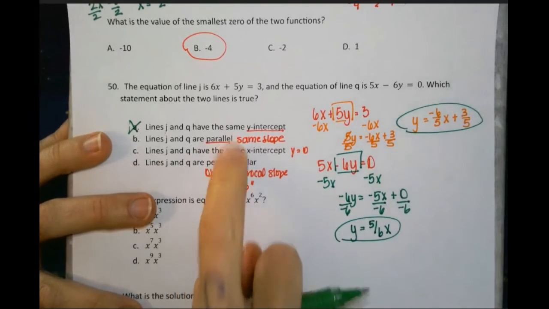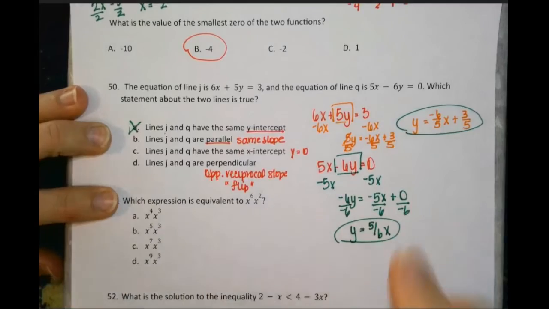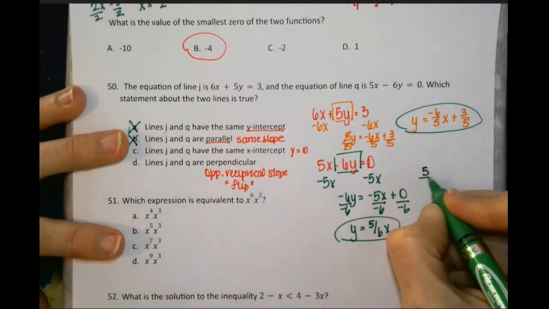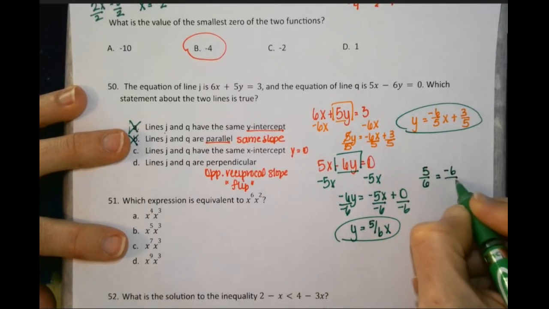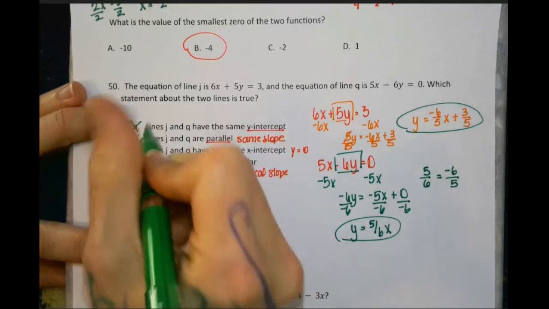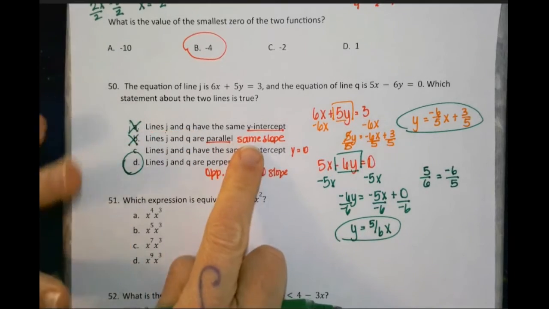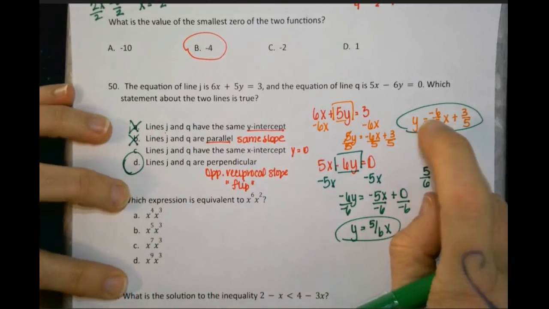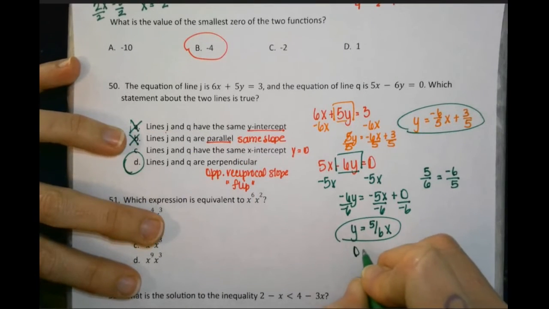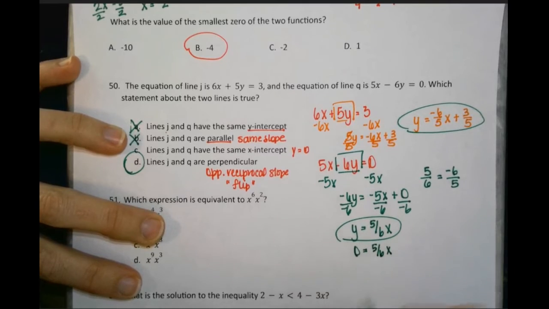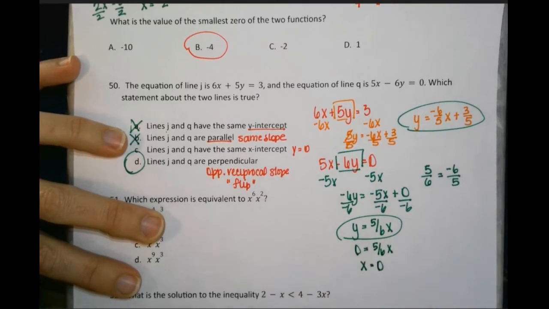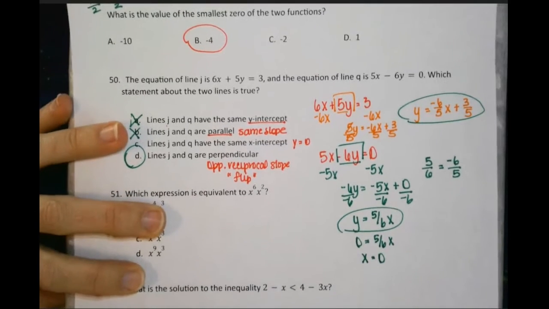If I look at our slopes first, they're definitely not the same. So parallel is out. They are opposite and reciprocal. 5 over 6 is compared to negative 6 over 5. They flipped, and one is positive and one is negative. Yay. X-intercept, if I plug in a 0 for y and solve, that would be your x-intercept. So 0 equals 5 over 6x. Multiply 0 times 6, 0. Our x-intercept is also going to be 0 as well, because 6 times 0 is 0.